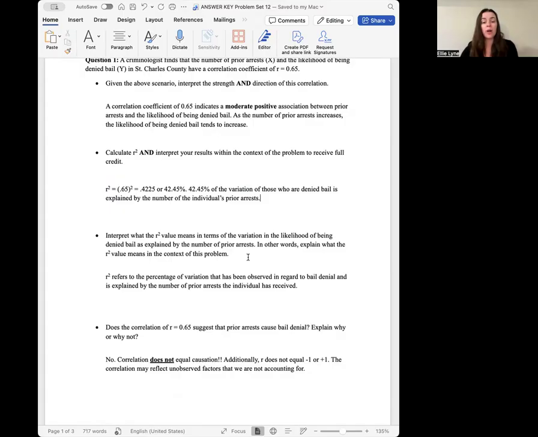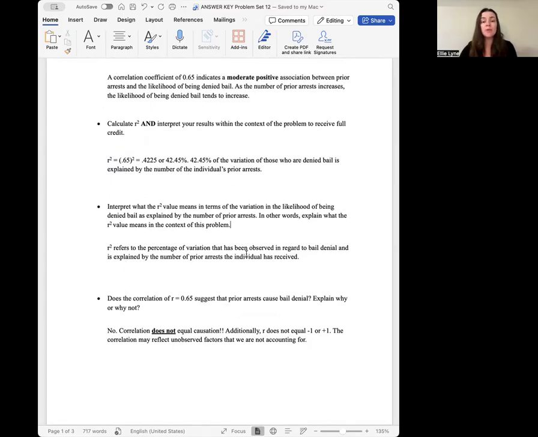Interpret what the R-squared value means in terms of the variation in the likelihood of being denied bail as explained by the number of prior arrests. In other words, explain what the R-squared value means in the context of the problem. Here, what I was really looking for was more of a conceptual explanation of what R-squared actually is, independent of your calculation up here. So it was more about really getting at the heart of what this concept of variation was.